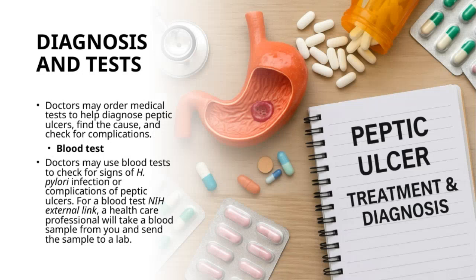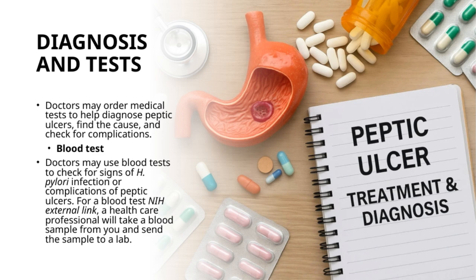Doctors may order medical tests to help diagnose peptic ulcers, find the cause, and check for any complications that might arise. One common test is a blood test. Through a blood test, doctors can look for signs of an infection caused by H. pylori, which is a major factor in many ulcer cases. They can also check for other complications that might be related to the ulcer.